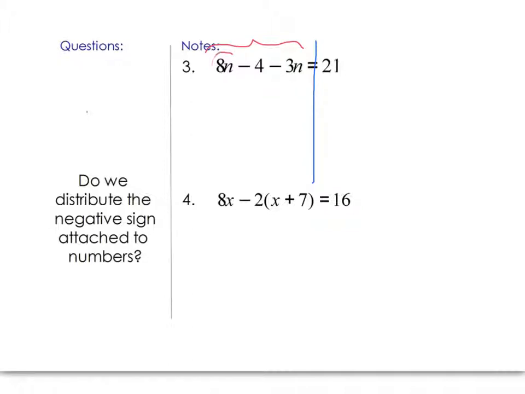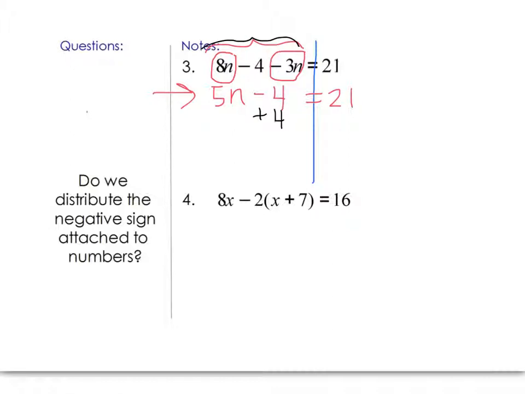Yeah, I have 8n minus 3n. If I have 8n and I take away 3n, I'm left with 5n. Well, there's nothing to combine that minus 4 with, so I just do 5n minus 4 equals 21. Does this look like something we just did? Yeah, all I did was add an extra step at the beginning where I had to combine my like terms.